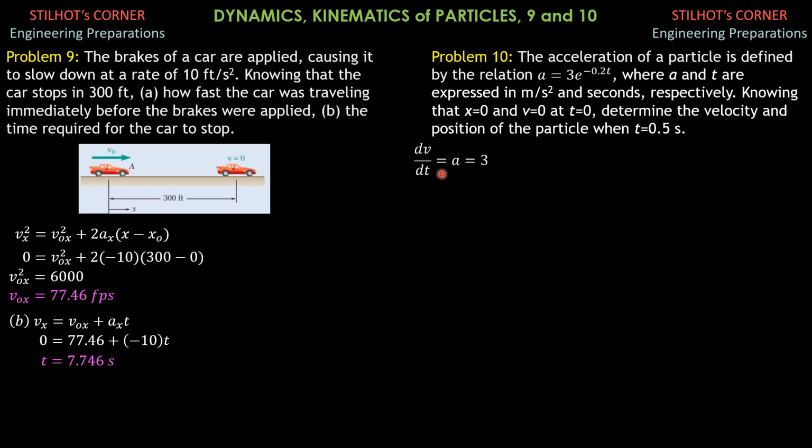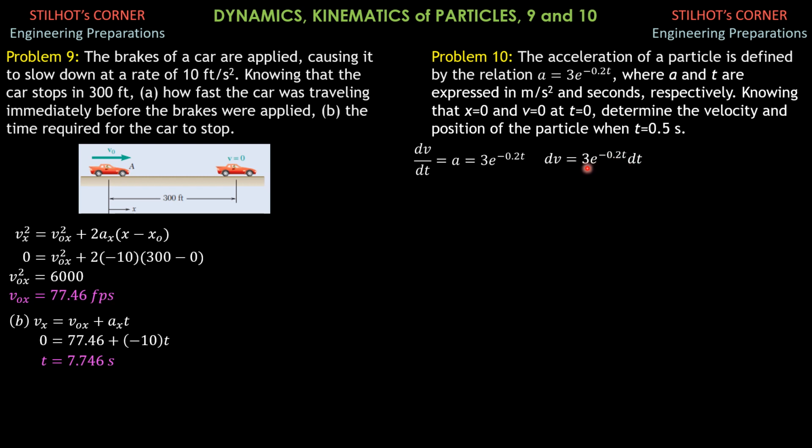So acceleration dv/dt is 3e to the negative 0.2t. So dv, therefore, is 3e to the negative 0.2t times dt. So integrating, but before we integrate, remember that from calculus, the integral of e to the u du is just e to the u. But u here is negative 0.2t, so the differential is negative 0.2 times the differential of t.